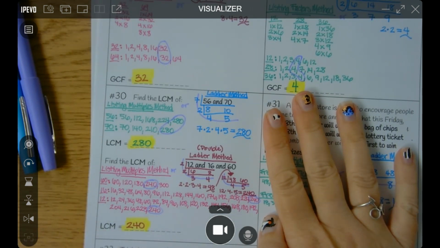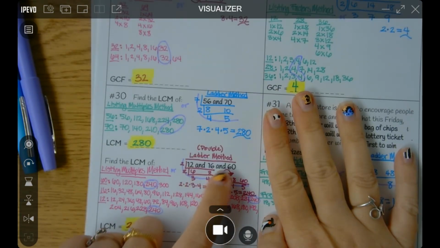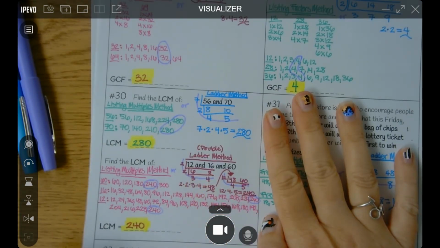So falling back on the ladder method kind of is helpful, right? And again, if there's 3 numbers, just do the double ladder, which means do one ladder for the first 2, use that answer with the third one that hasn't been used yet.